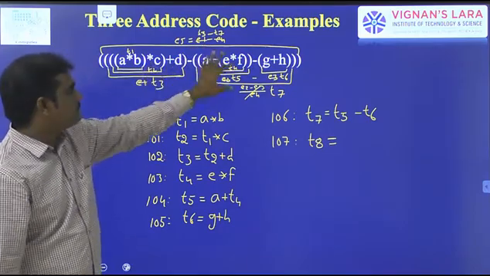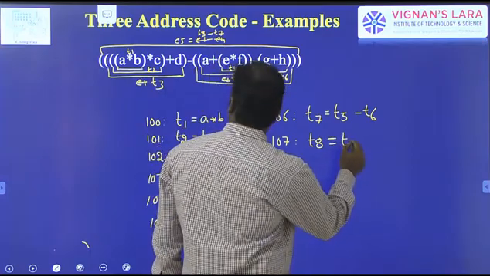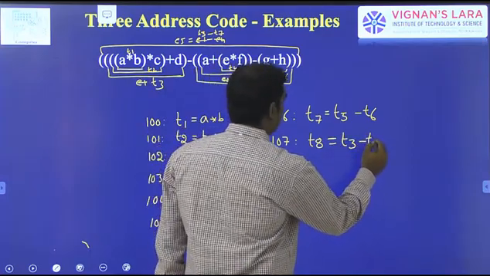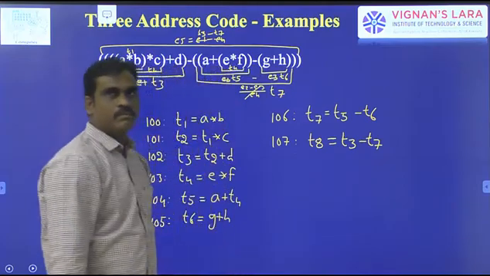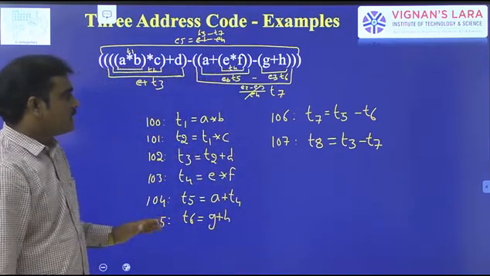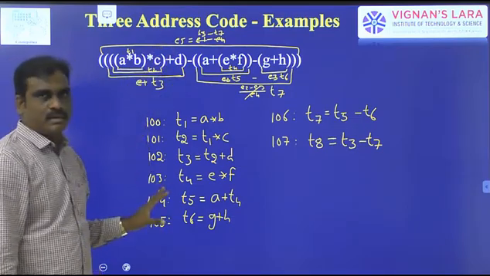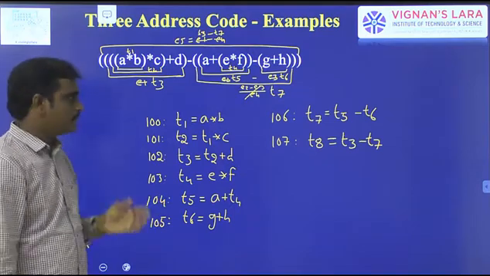First part, second part, T3. So T3 minus T7. Okay. So this is the final answer. So in this way, convert this statement into 3 underscore statement. Okay.